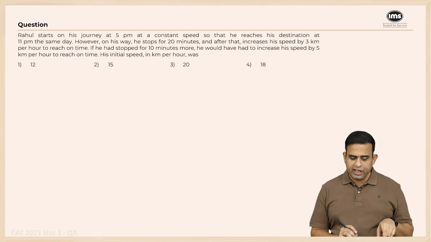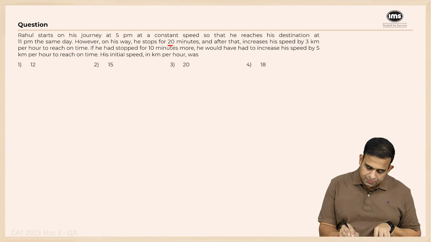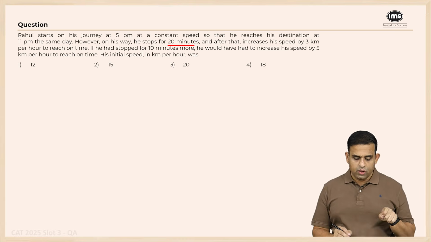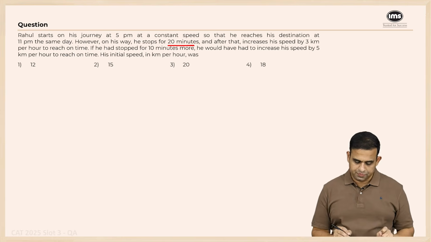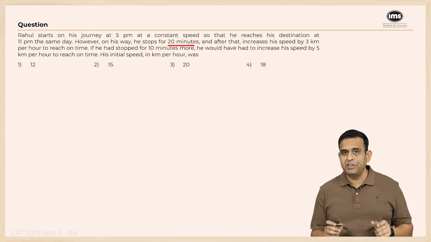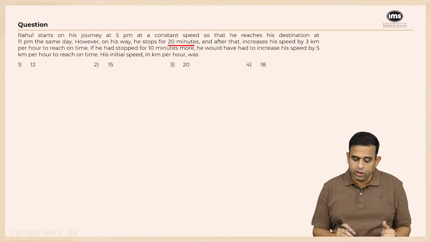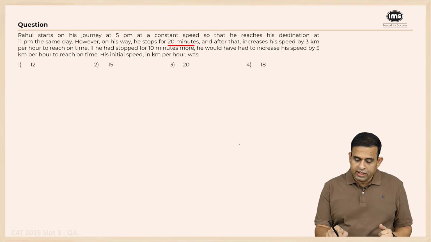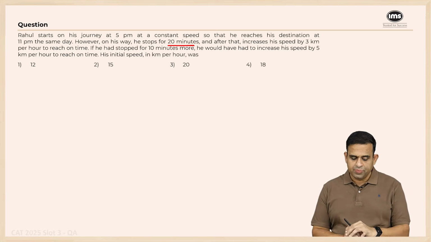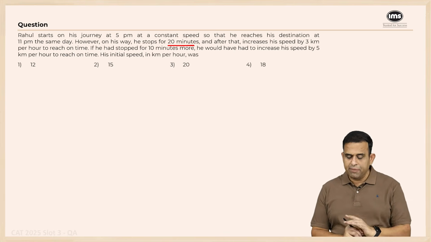However, on his way, he stops for 20 minutes. And after that, he increases his speed by 3 km/h to reach on time. If he had stopped for 10 minutes more, that means he must have halted for 30 minutes in total, he would have to increase his speed by 5 km/h to reach on time. His initial speed in km/h was how much?